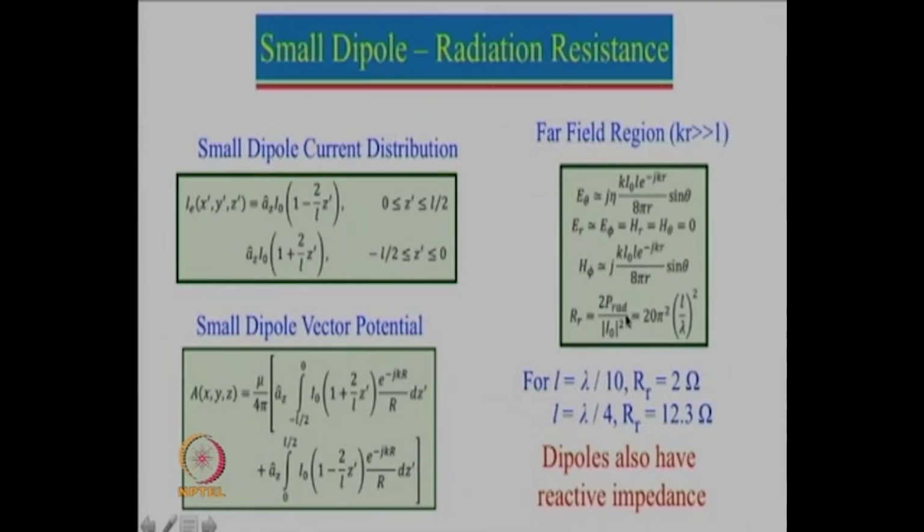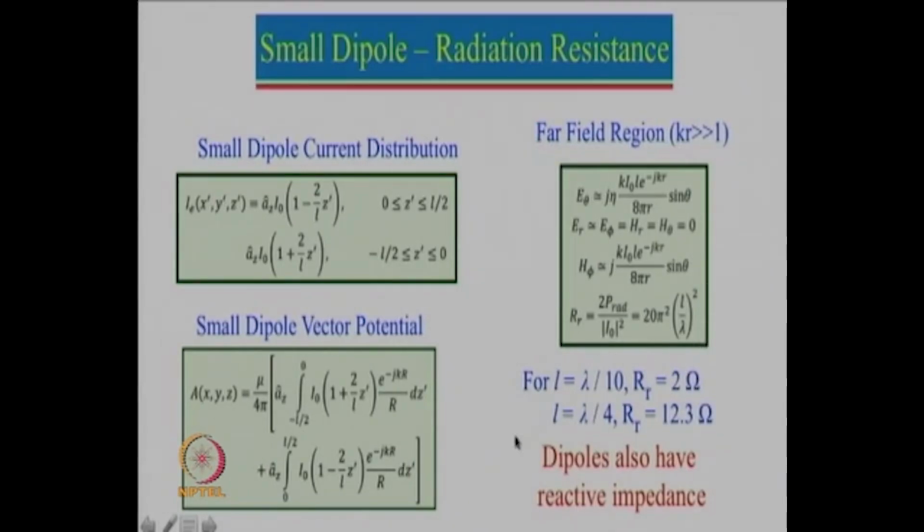So a circuit representation is that power loss can be represented as I square R by 2. So RR is known as a radiation resistance, but this quantity is not a physical quantity, it is just a representation of radiated power which is considered as a loss power from circuit point of view. So just by integrating that, this term comes out to be 20 pi square L by lambda square.